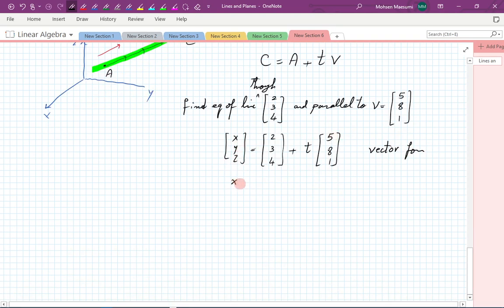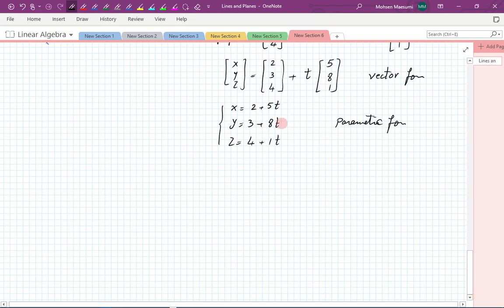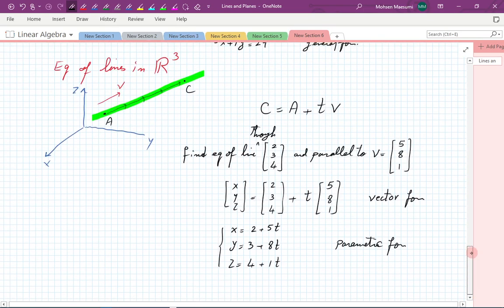If you separate it, x is 2 plus 5t, y is equal to 3 plus 8t, z is equal to 4 plus 1t, or just t. This is going to be parametric form, because t is kind of standing out.